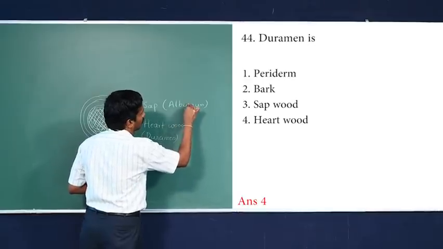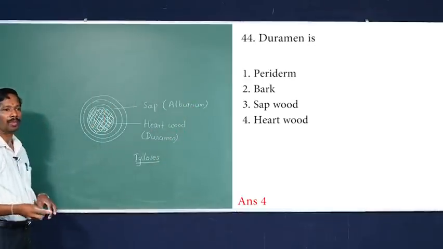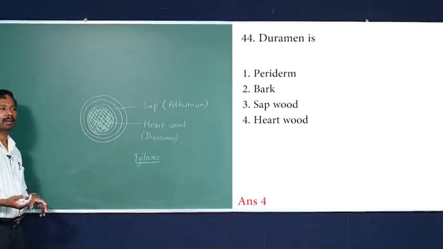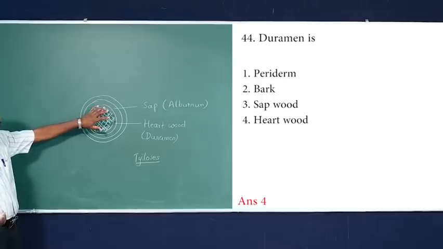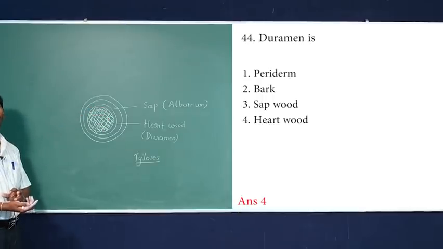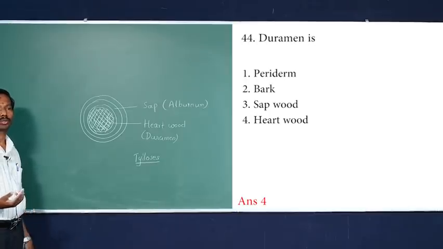Alburnum is a term applicable to this particular sapwood, and together they form the entire plant body. And each year heartwood is continuously added, so the bulk of the plant body in an older stem is always represented by heartwood. So the answer should be 4 for question number 44.